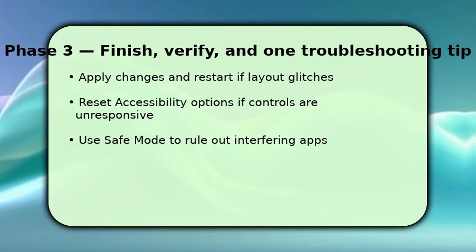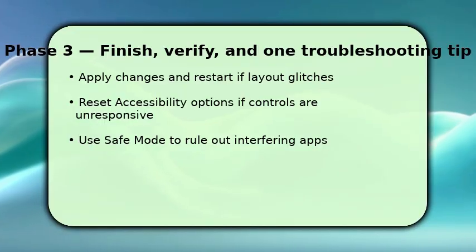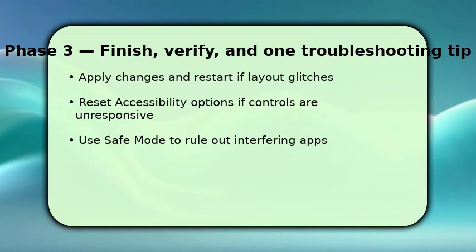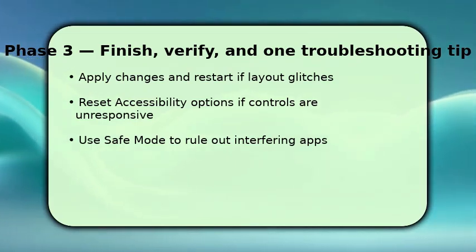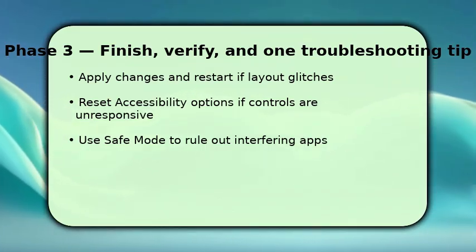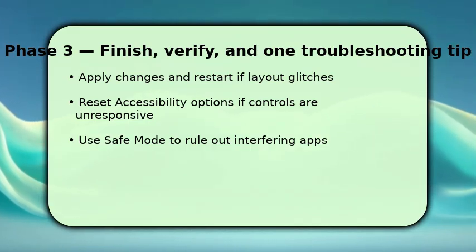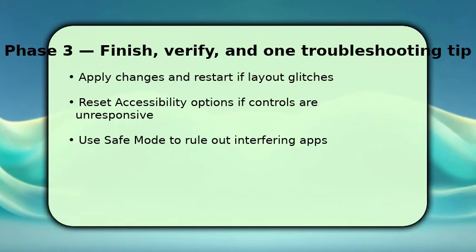If elements look off, restart the phone. That often fixes rendering. If zoom controls are unresponsive, reset accessibility or temporarily disable magnification and re-enable it. That clears stuck states. If problems persist, boot into safe mode to rule out third-party apps altering scale. This single troubleshooting step usually reveals whether the issue is system-wide or caused by an app.